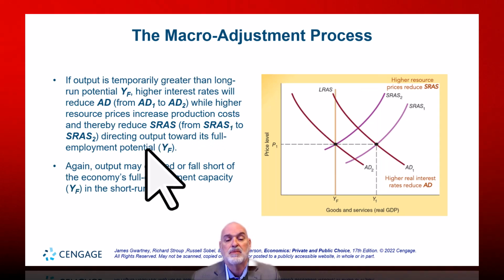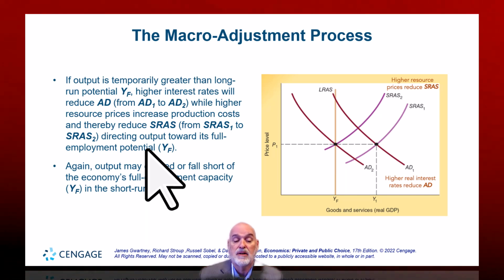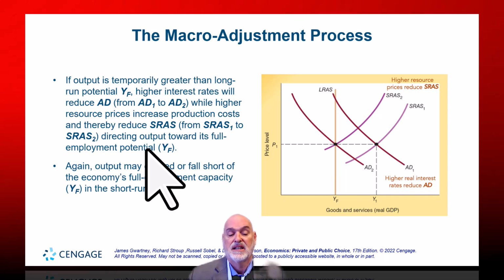If output is temporarily greater than long-run potential, YF, higher interest rates will reduce AD while higher resource prices increase production costs and thereby reduce SRAS, directing output toward its full employment potential. Again, output may exceed or fall short of the economy's full employment capacity in the short run.